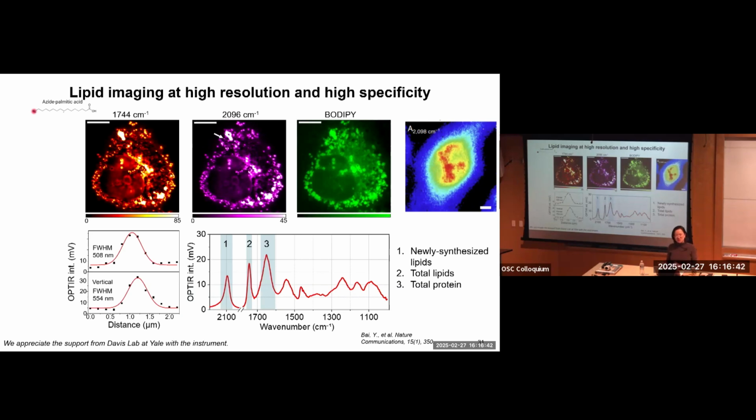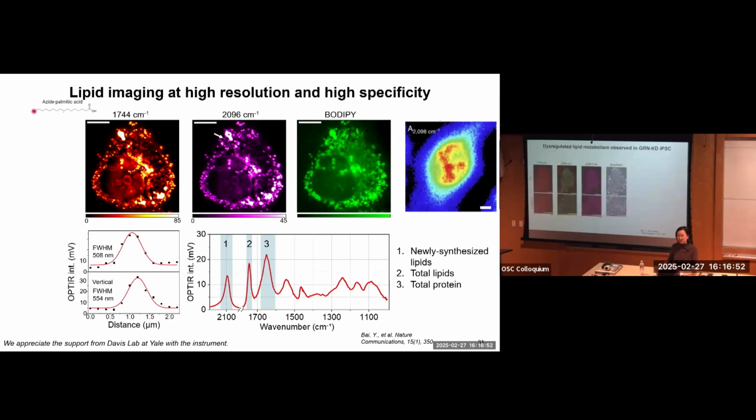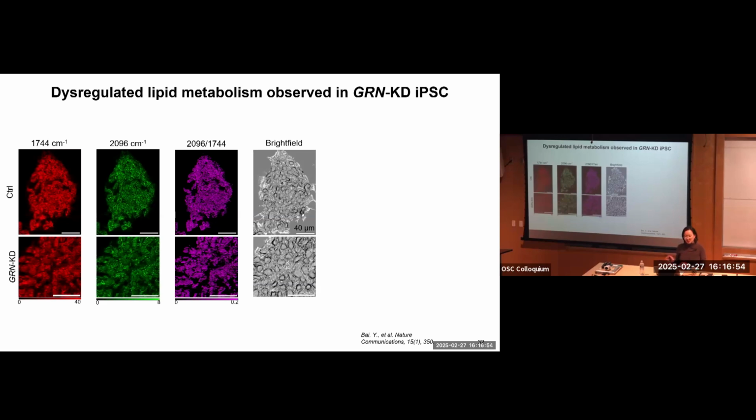So with this concept demonstrated, we then move on to investigate whether we can apply this system to study the lipid metabolic alteration associated with different diseases. And we focus on one gene, called GRN, and the loss of function or knockdown of this gene is related to frontotemporal dementia. But there's no imaging evidence to show how the lipid metabolism changes for this gene loss of function. So we test our sample, which is iPSC, induced pluripotent stem cells.